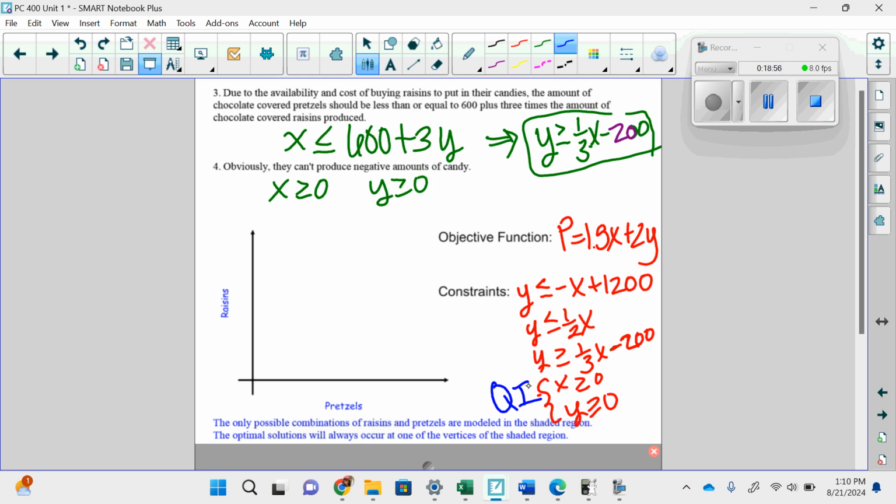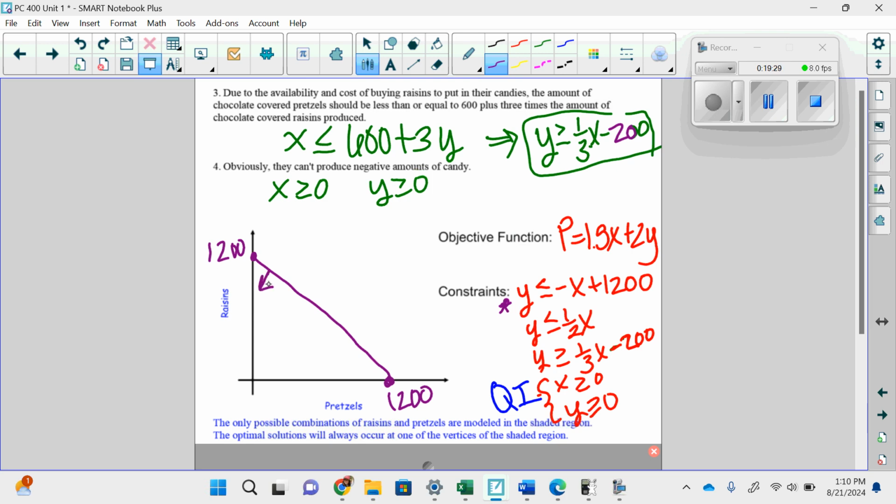And now let's graph these functions. So this first one, y is less than or equal to negative x plus 1,200. So we have a y-intercept of 1,200, a slope of -1. So we get a line that looks like that. That's 1,200. That's 1,200. Solid line because less than or equal to, and then we'll ultimately be shading downwards because less than or equal to.